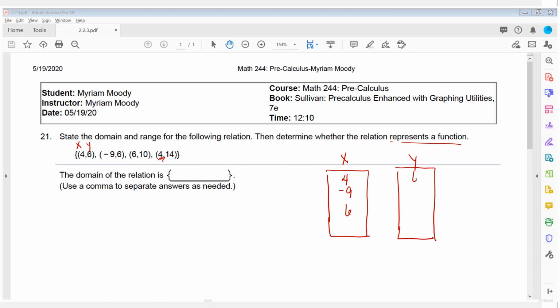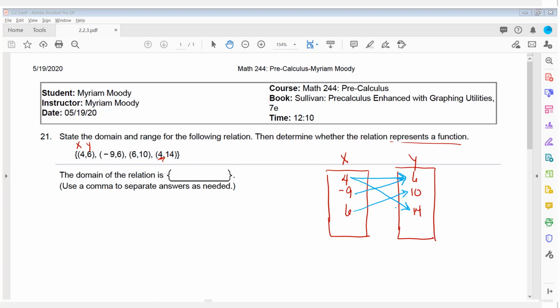We have 6. I have another 6. I'm not going to write it. No duplicates allowed because all these numbers appear only one time on the number line. Okay, so now let's create the mapping. So that first input, which is x, is a 4, and it's mapped to 6. My second input is -9, and it's mapped to 6. My third input is 6, and it's mapped to 10. And my last input is 4, and it's mapped to 14.